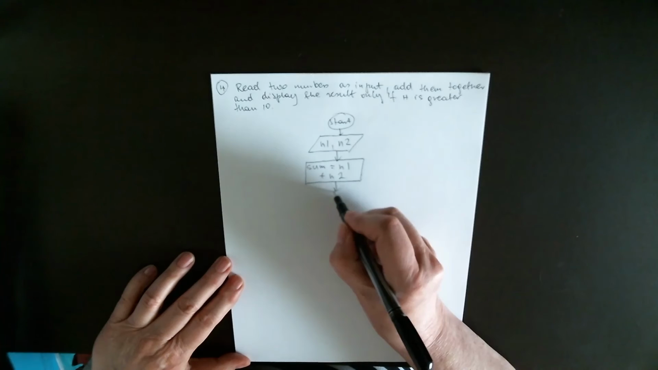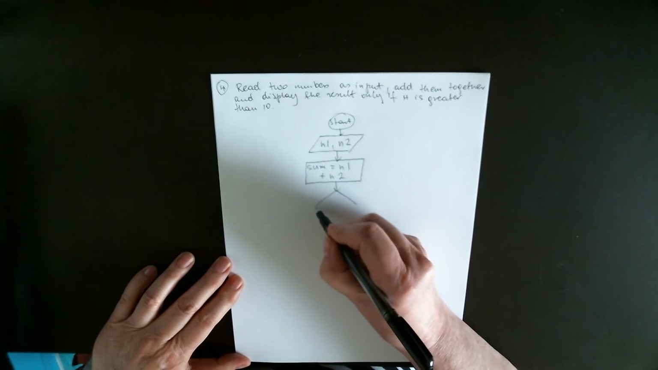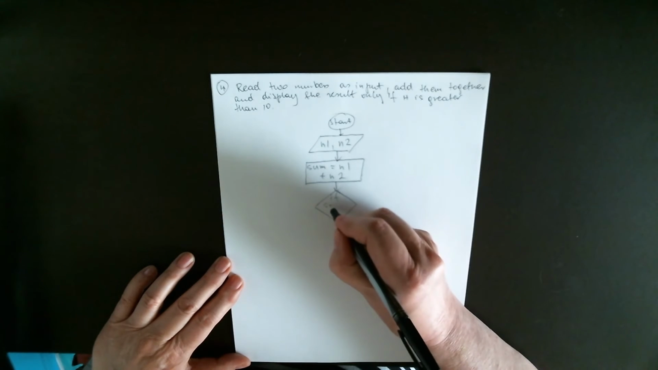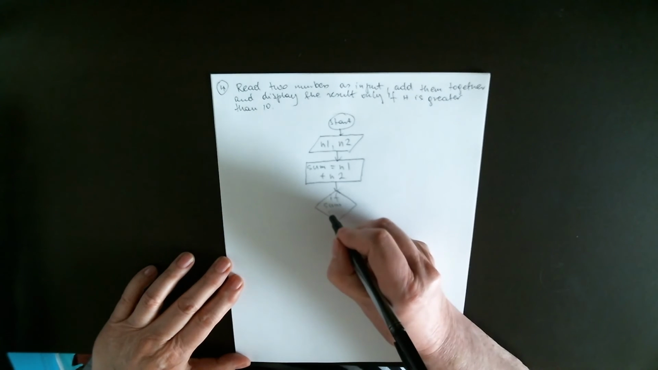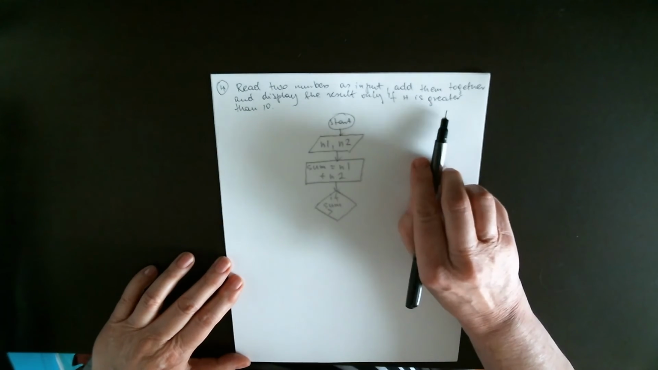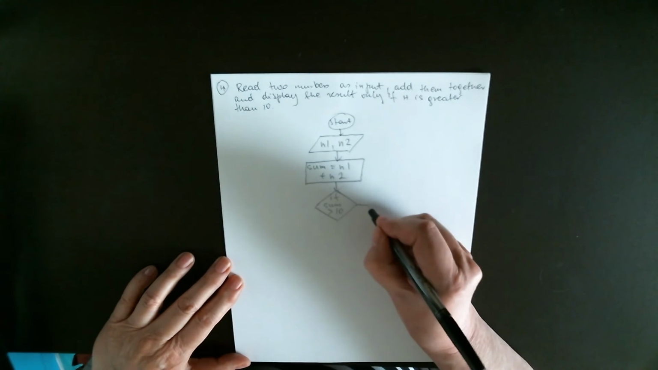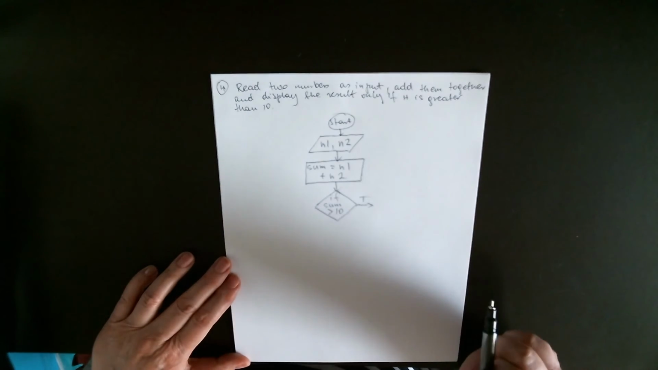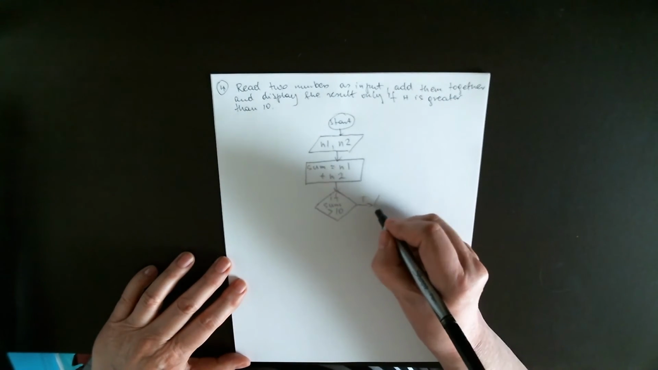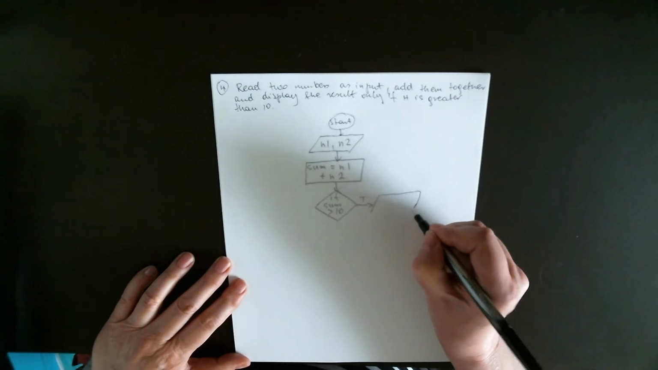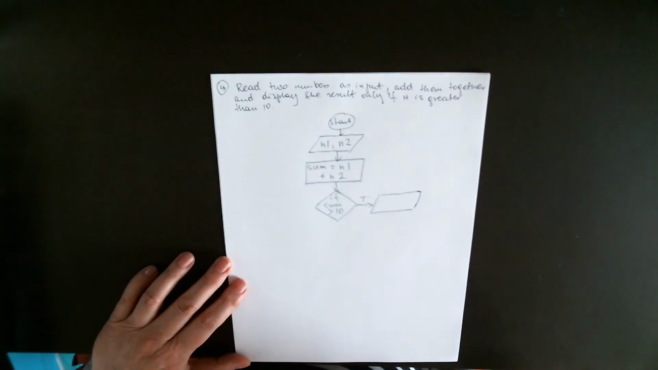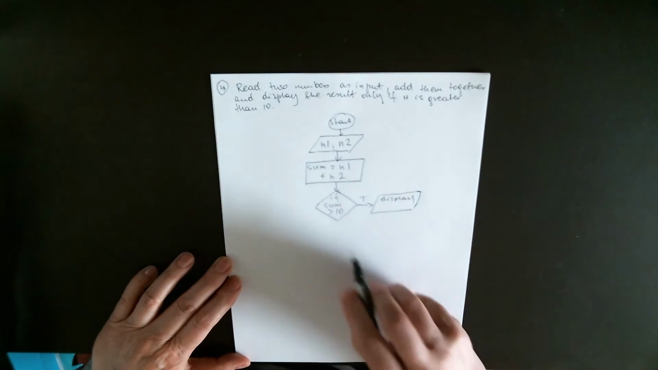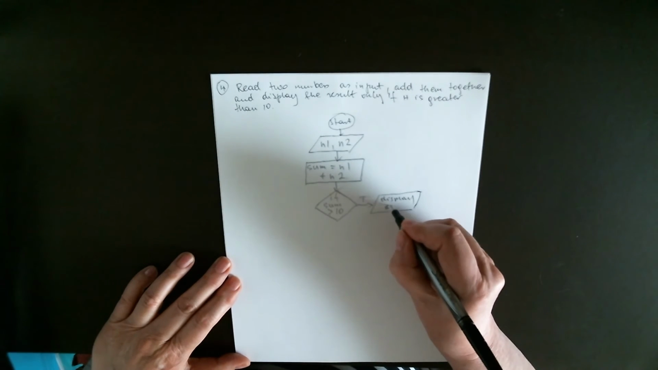Now we have to figure out if that sum is actually greater than 10. Let's do it. How? Well, decisions. So if sum is greater than 10. If this is true, what are we supposed to do? We are supposed to display the sum. What's the shape? Parallelogram. All right. Ta-da! And now we say display. Display what? Display sum.